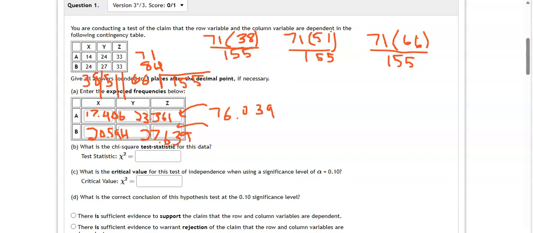And then lastly, of course, this is actually the one that goes in that second box. I'll sort of put it out here going in this last box. We have the 33, so that's the 66 below in the column and the 84 over in the row. So 66 times 84 divided by 155. And that ends up being 35.768.